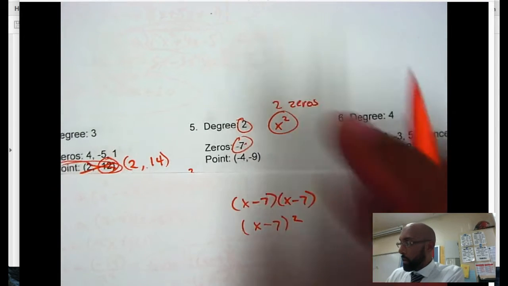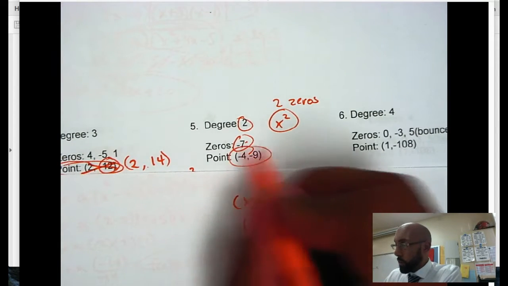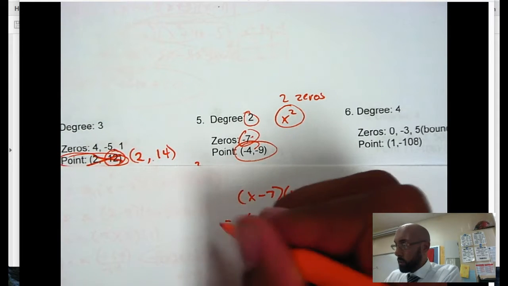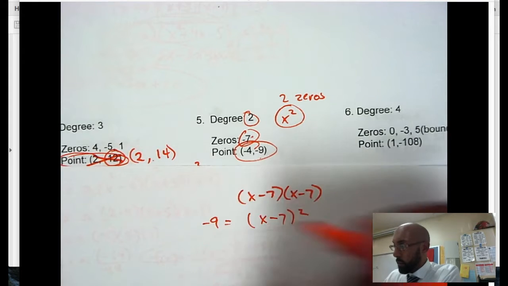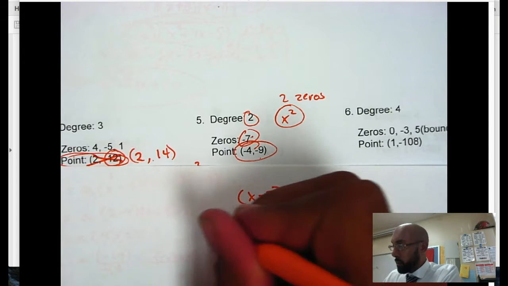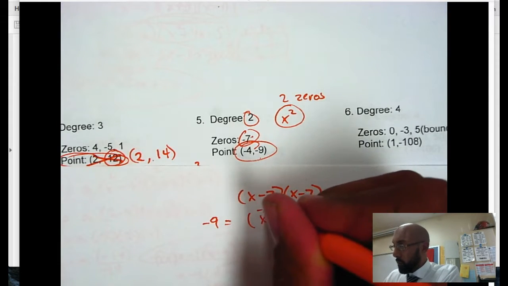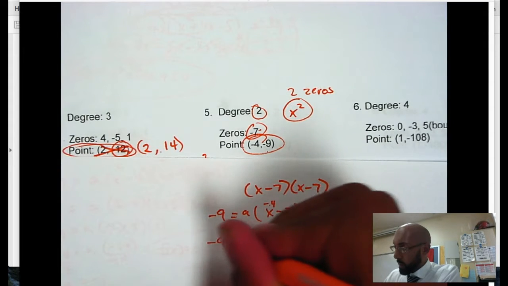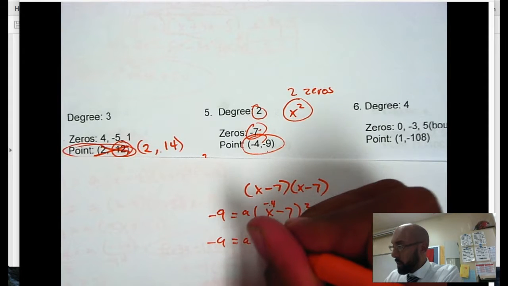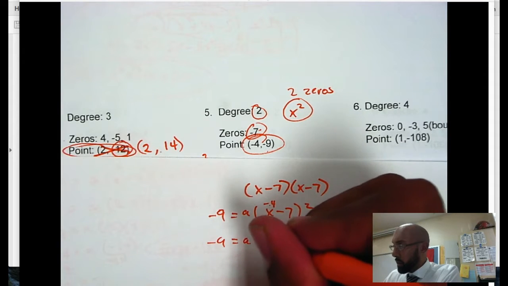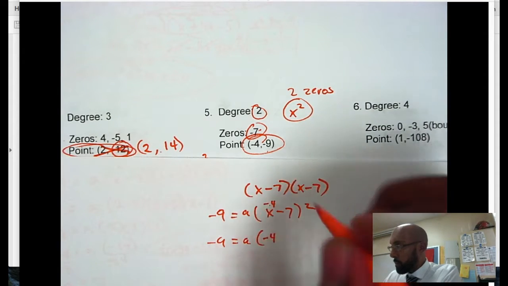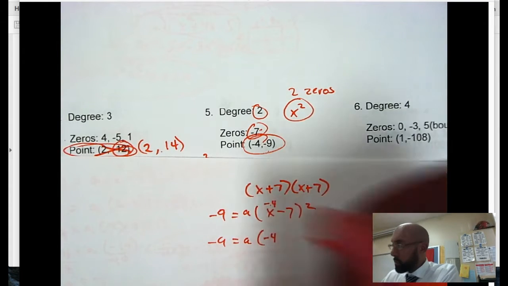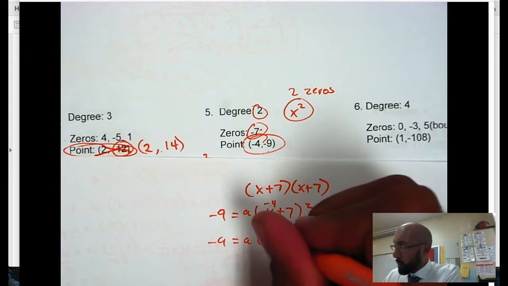Okay, so now, again, I've got a point, so I've got to set it up with that point. So we're going to solve by plugging in the negative 9 here, and then putting the negative 4 here and solving for a. So negative 9 equals a times negative 4. And I apologize, this is actually plus 7. Okay, because remember it's the opposite. So plus 7.